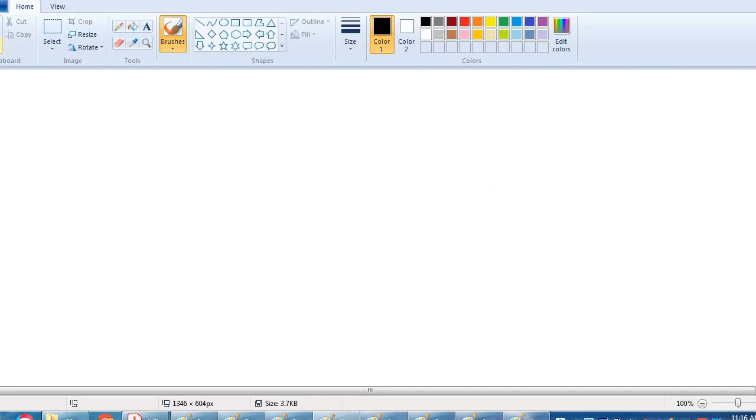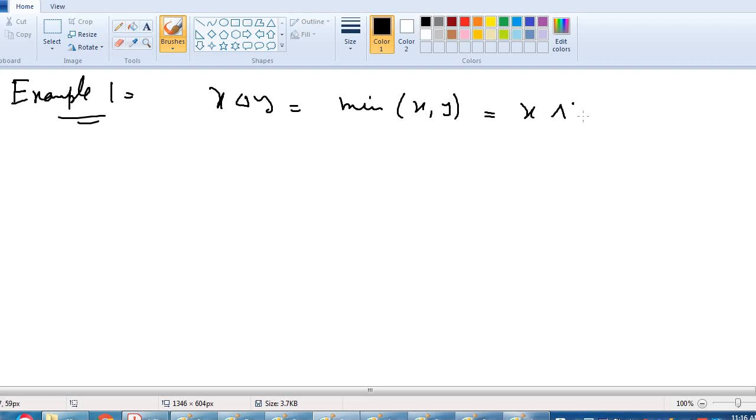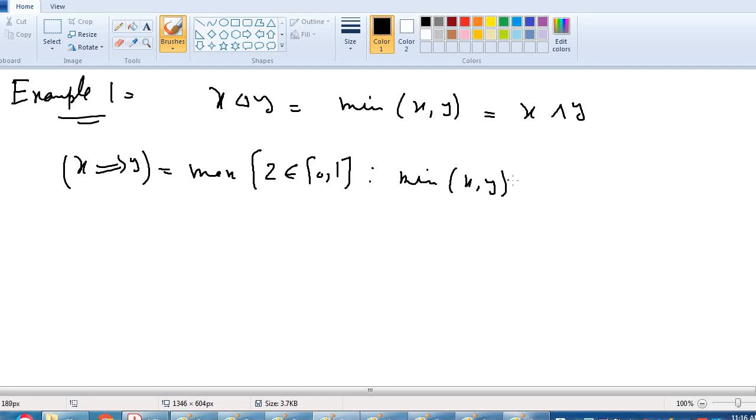Now we see some examples. For example, we will take example 1 to calculate the R implication. Suppose x delta y is equal to the min of x and y. Now we take its R implication. In this case, x R implication y is equal to the max of z belonging to the interval [0, 1] such that min of x and z, because here x delta z is the min, is less than or equal to y.